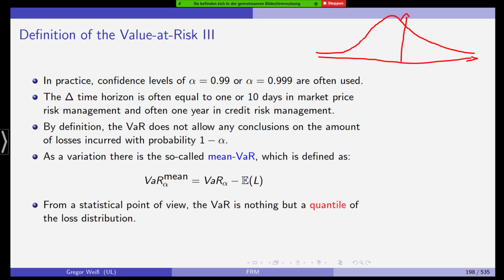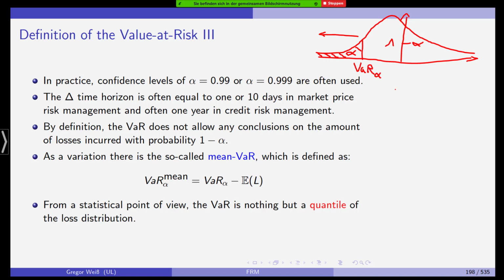Then the valued risk is a quantile. It's nothing but a quantile. And you would argue that you have alpha percent here in this area where you are suffering extreme losses. And yet you have 1 minus alpha probability in this area. That's the remainder. And you know that this is the valued risk. In this case, it's the alpha quantile.